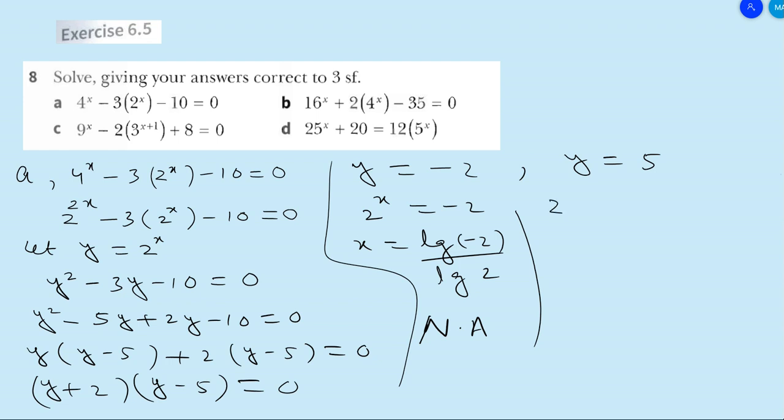y is equal to 5. y is 2 to the power x, which is equal to 5. Then x is equal to log 5 upon log 2. Use a calculator. The answer is 2.32. So there is only one answer for part A, that is x is equal to 2.32. Move to part B.